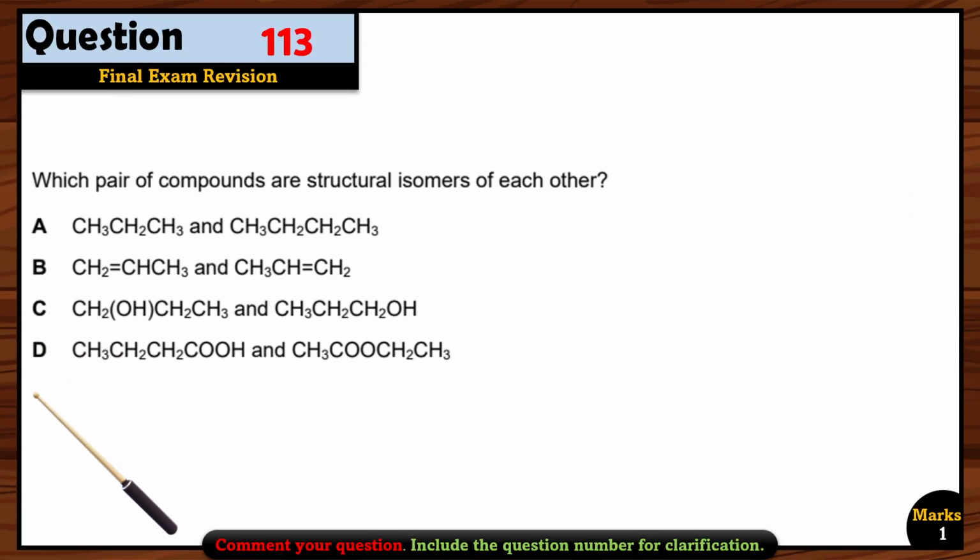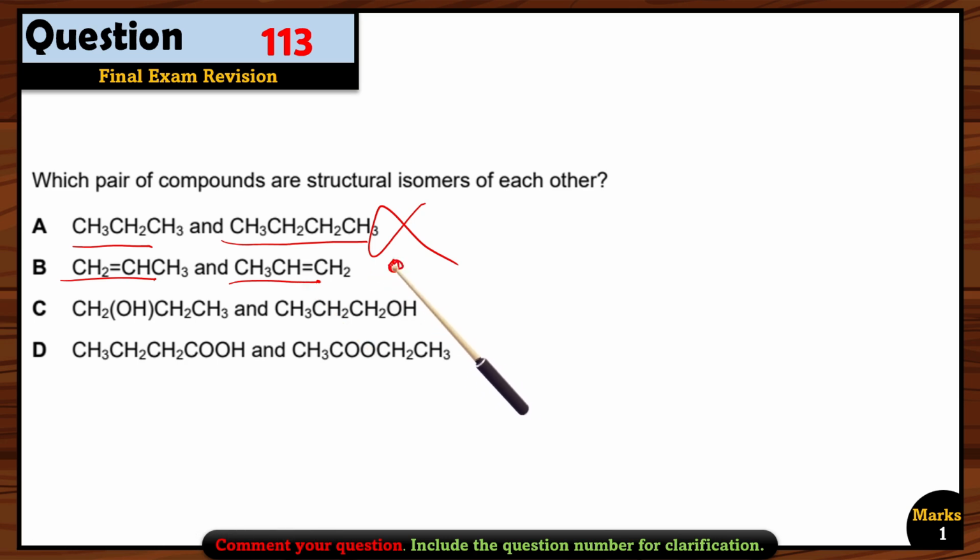Again, let's see another question. Which pair of compounds are structural isomers of each other? Look at this. They must have the same molecular formula. How many carbons do we have here? 1, 2, 3, 4. So this option is wrong. How many carbons here? 3. And here? 3, right? Okay, this can be the option. Here, 1, 2, 3, and 1 OH. Okay, this can also be the option. Then 1, 2, 3, 4.